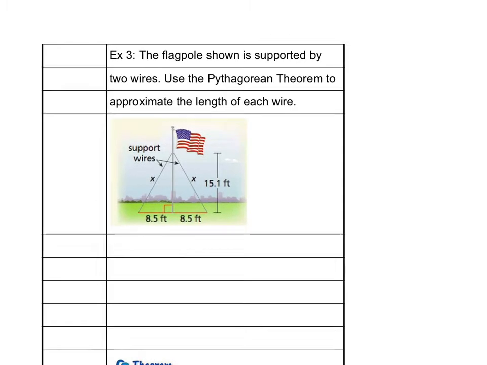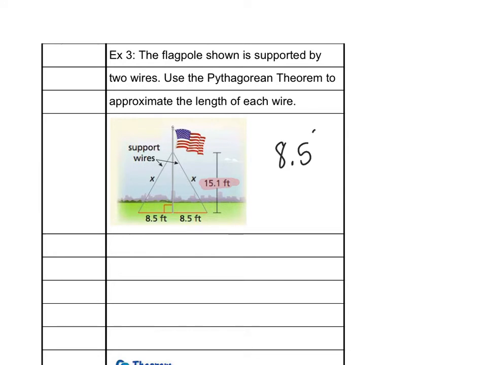Okay, a little word problem here. It says the flagpole shown is supported by 2 wires. Use the Pythagorean theorem to approximate the length of each wire. So if I look at this, I see that we are missing the length of a leg. Sorry, we're not missing the length of a leg. We're missing the length of the hypotenuse. We know that the leg is this 15.1 feet over here. That's the height of where the wires hit the flagpole. So we have 8.5 squared plus 15.1 squared is going to equal our x squared.